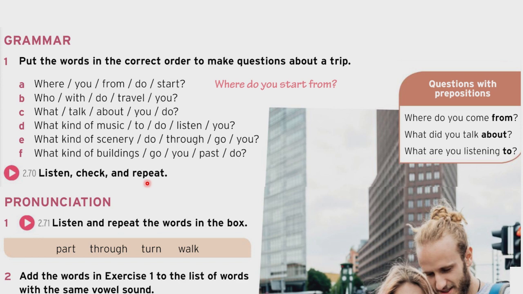Track 2.70. A, Where do you start from? B, Who do you travel with? C, What do you talk about? D, What kind of music do you listen to? E, What kind of scenery do you go through? F, What kind of buildings do you go past?